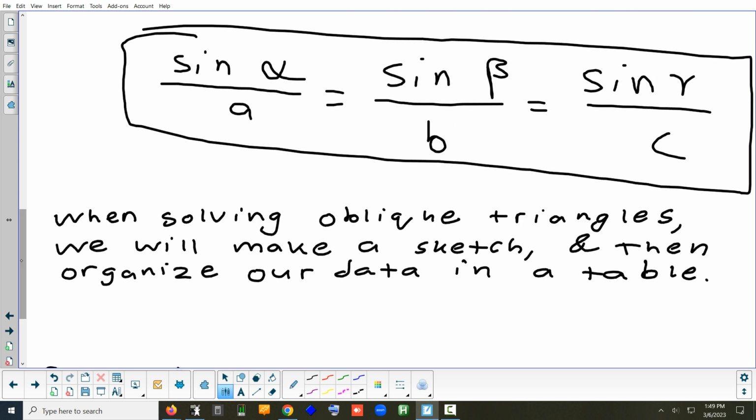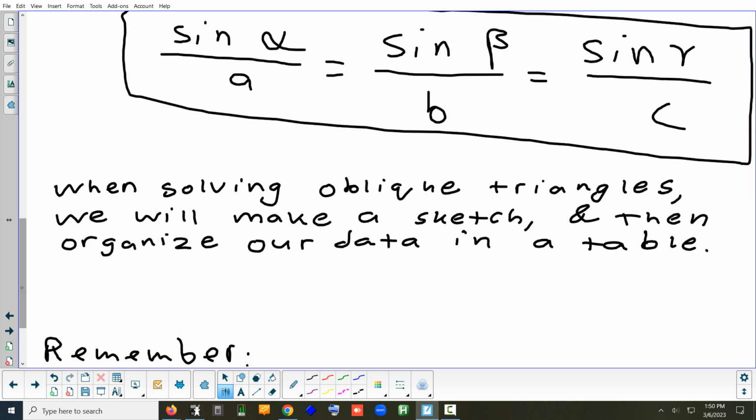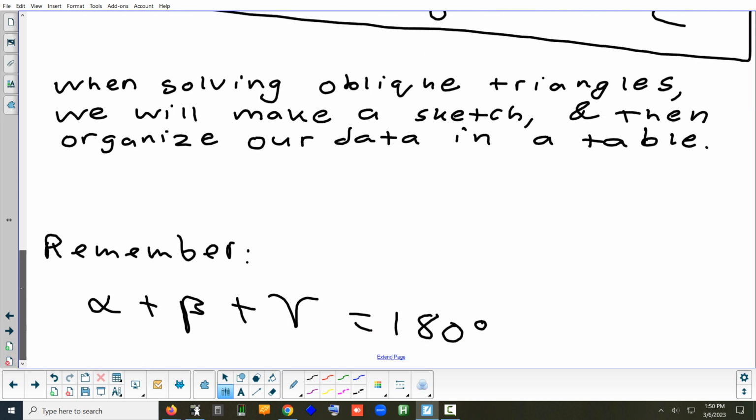So sketching is going to be helpful. We're going to try to draw something so we can figure out what is across from what. Eventually, if you do enough of them, you probably can do it in your head, visualize what's where. And the other thing is, remember all the angles in a triangle add up to 180 degrees, which we already said.